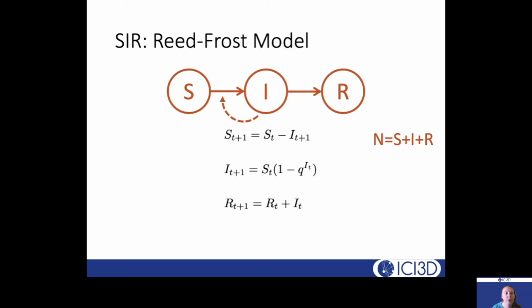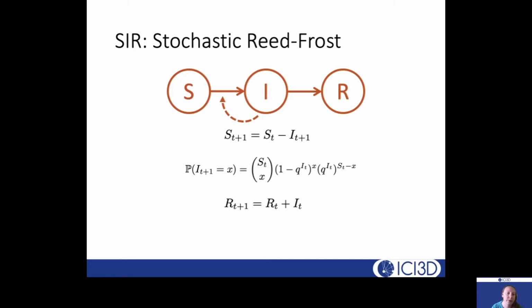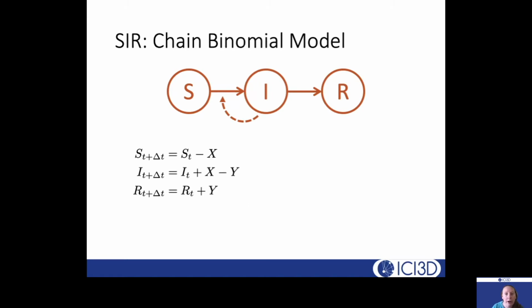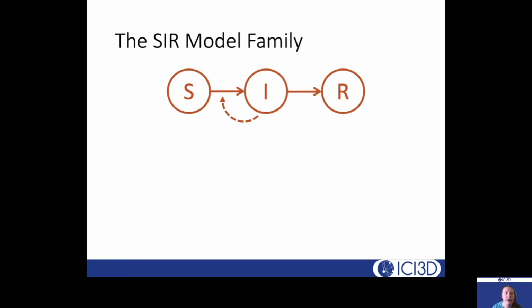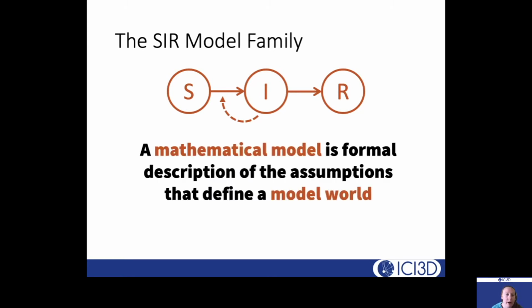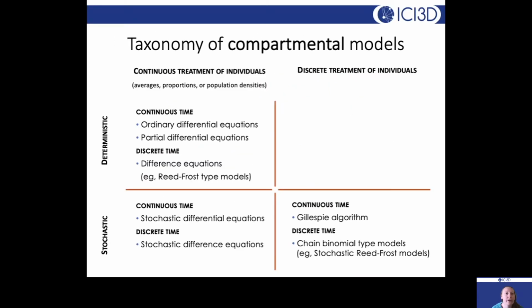We can also describe the model world in terms of what's known as a Reed-Frost model, which Becky will introduce you to later on, and the stochastic Reed-Frost model, which is a different implementation of a very similar set of underlying assumptions. We also have the chain binomial model that will be covered in the session on simple stochastic models. And the underlying equations are given here. So all of those are examples of different models that fall within the SIR model family, different assumptions that we're breaking down.